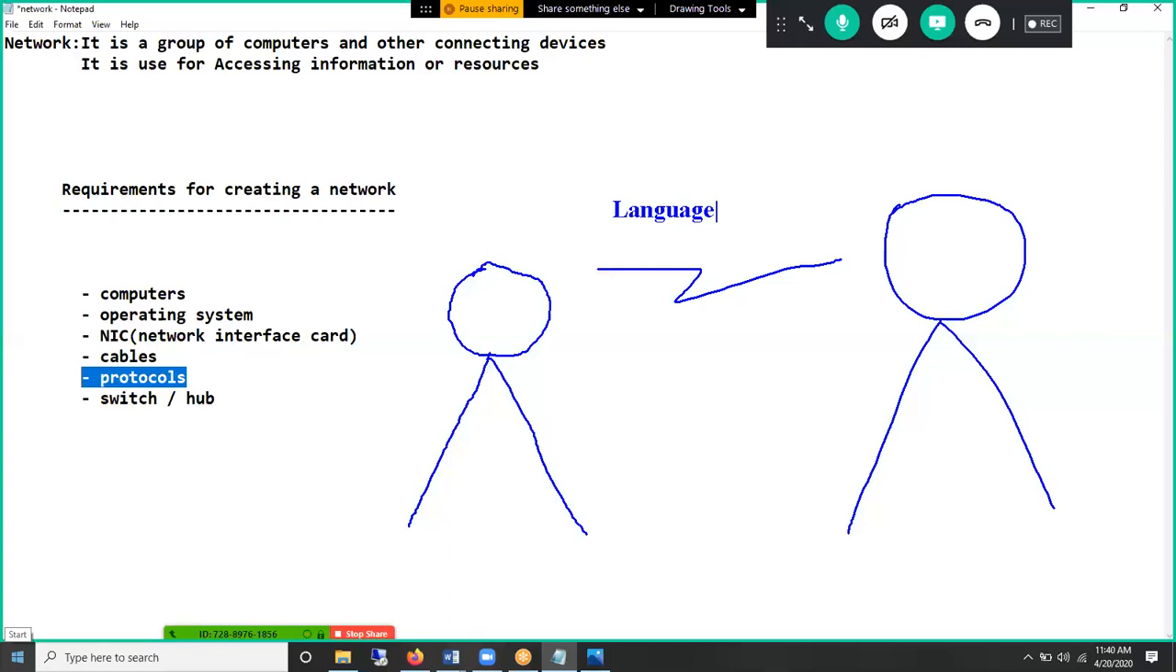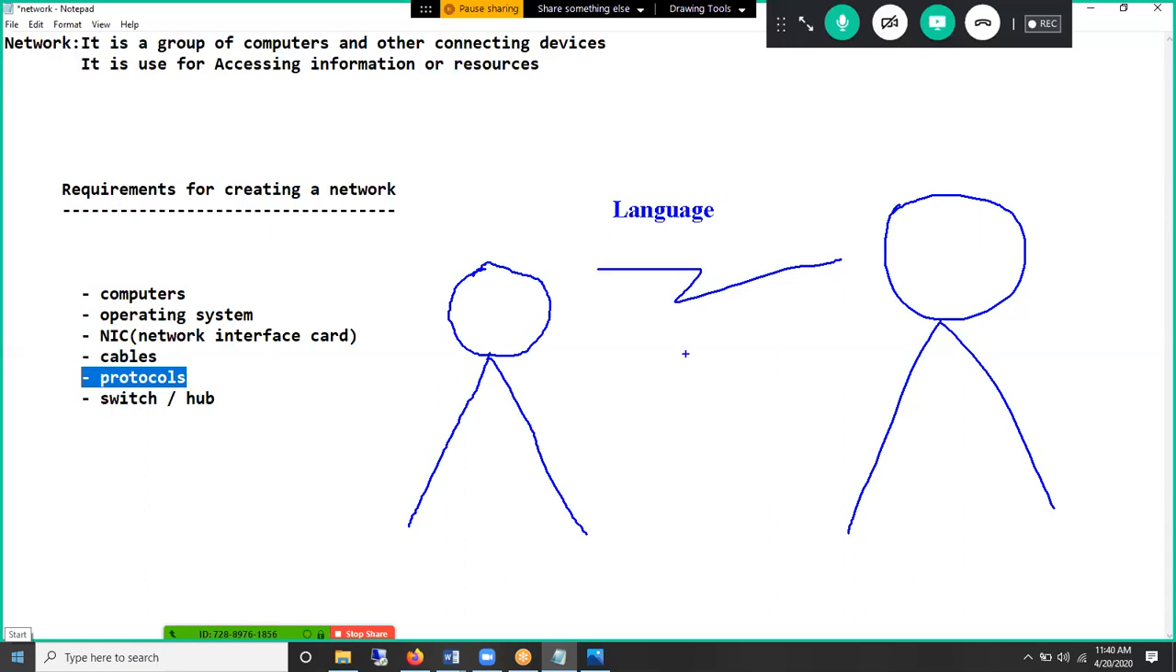Yes, exactly. The main thing is that in order to communicate, we use our language. Not only a language, but a common language. If I go to China and I don't know the Chinese language, even though I'm there, I cannot communicate with anyone. So whenever you want to communicate with somebody, compulsorily you need to have a language.